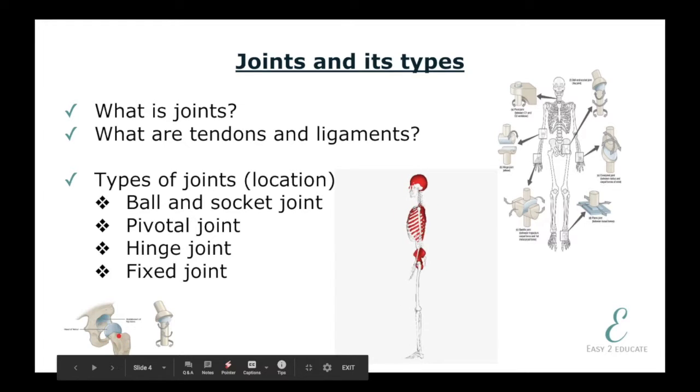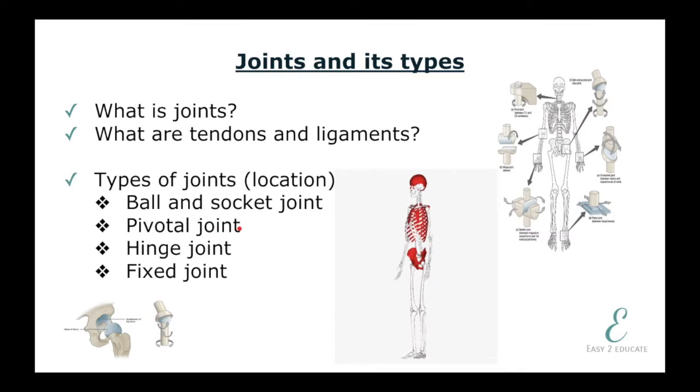Inside that, this ball will go and be inserted, and the connection will be possible only by means of ligaments and tendons. Okay. So after getting connected, free movement of the hand is possible only because of this ball and socket joint. This is the kind of joint that facilitates the maximum angle of movement in our body. What is a pivotal joint?